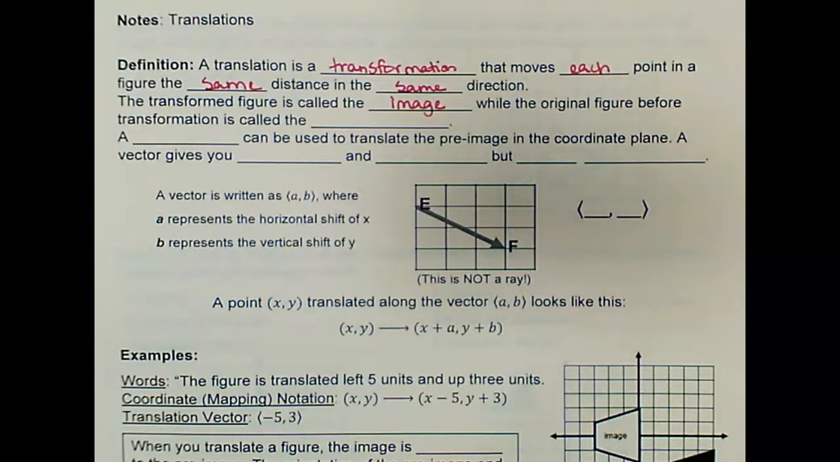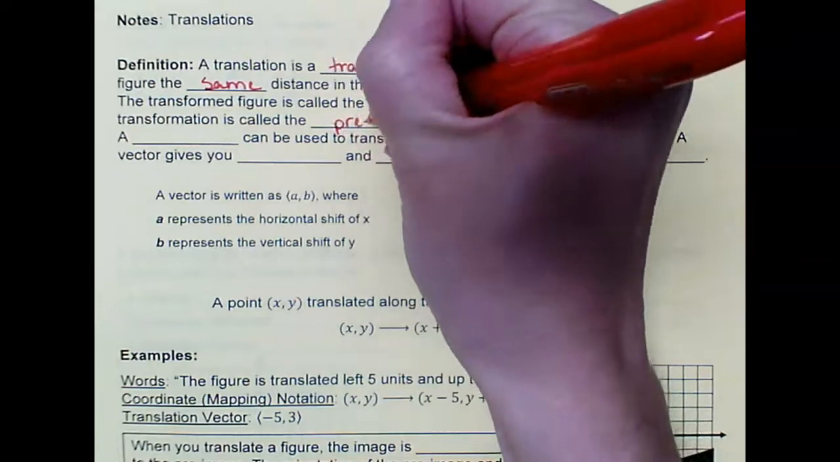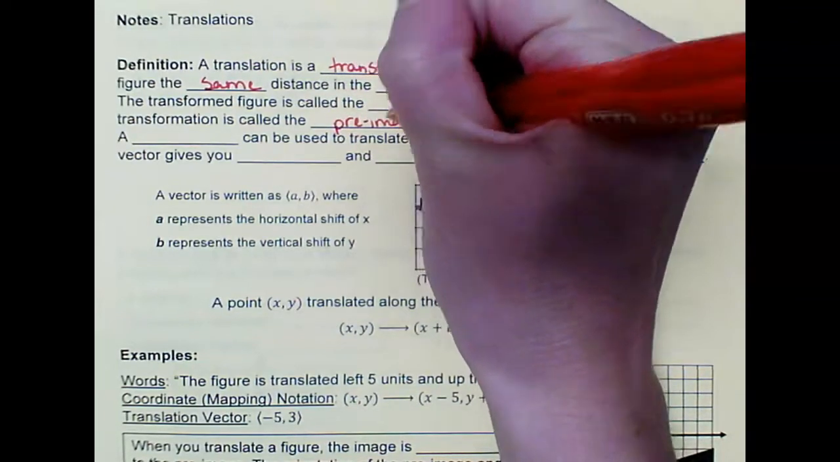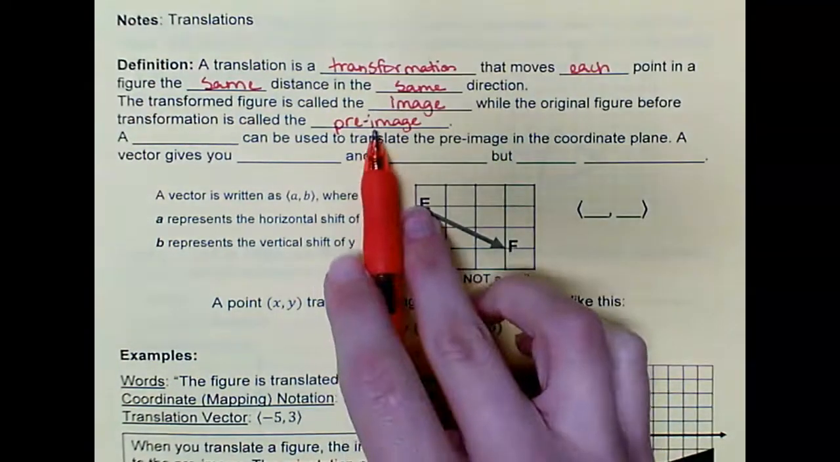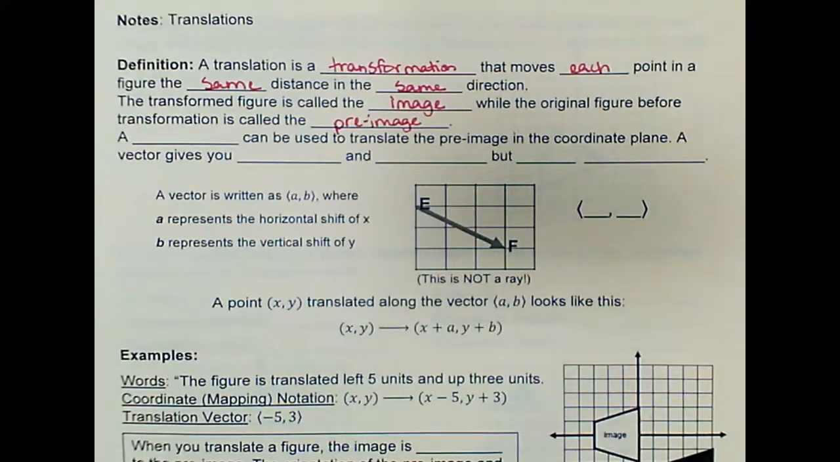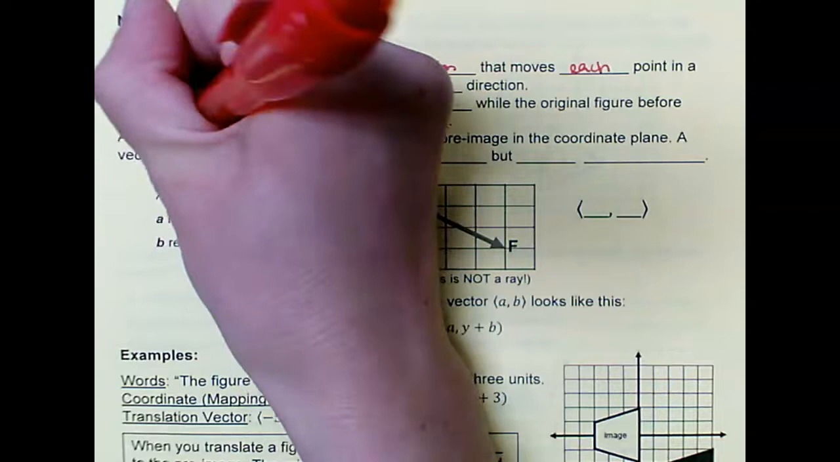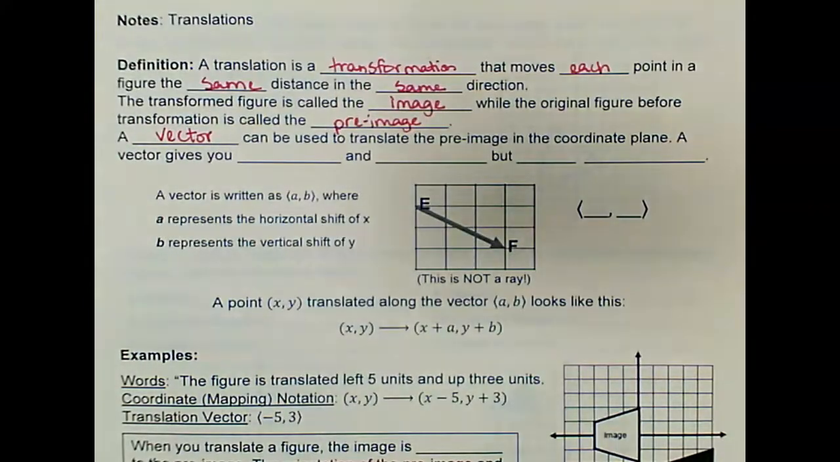So once you do the transformation, this is kind of like the after, while the original figure, kind of like the before, is called the pre-image. So the pre-image is the before, the image is the after the transformation has happened. Now, for a translation, a vector can be used to translate the pre-image in the coordinate plane.